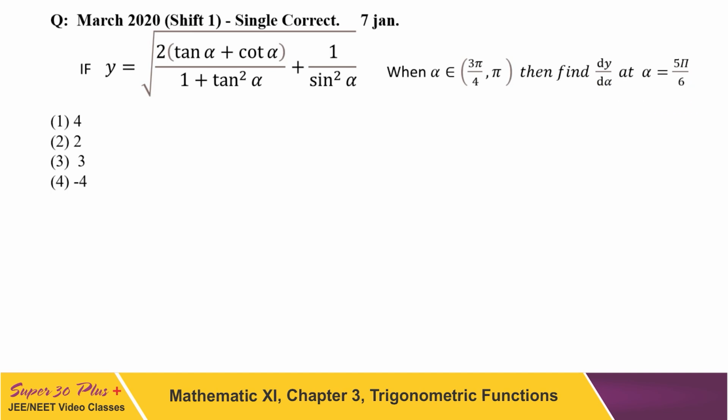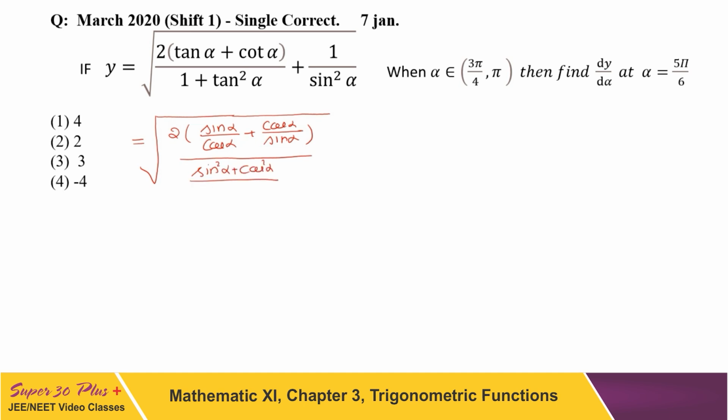First of all, we have to simplify this expression, and for that we have to convert tan alpha into sin upon cos. 2 sin alpha upon cos alpha plus cos alpha upon sin alpha, whole upon, it is the sin square alpha plus cos square alpha upon cos square alpha, plus 1 upon sin square alpha. Again simplify it, it is 2 times cos square alpha whole upon cos alpha sin alpha, plus 1 upon sin square alpha, within a square root.